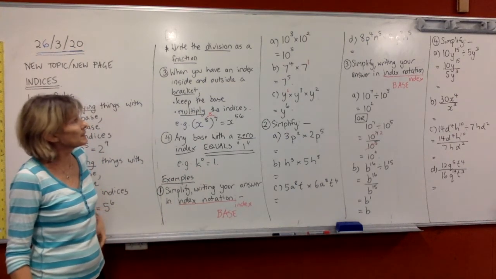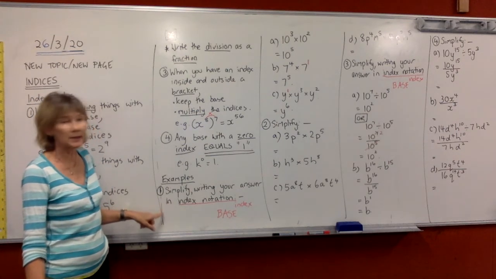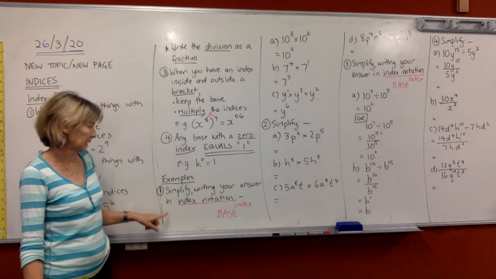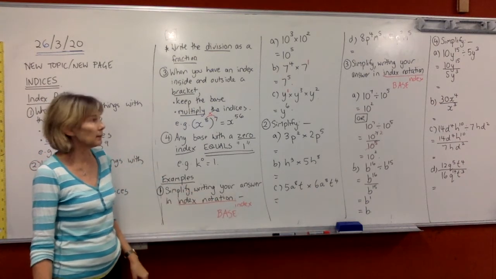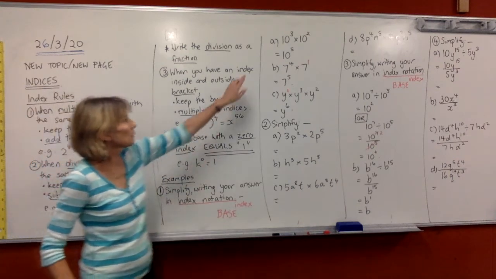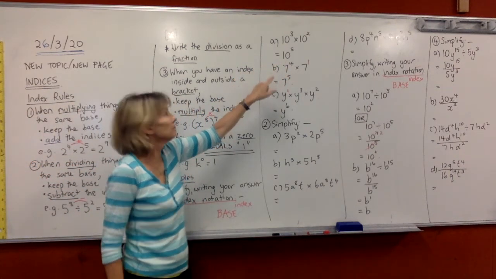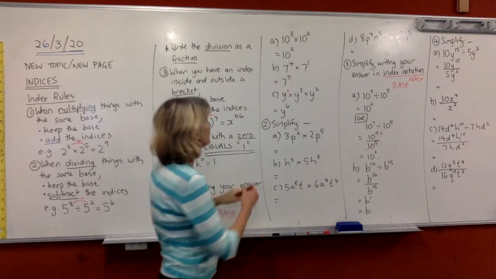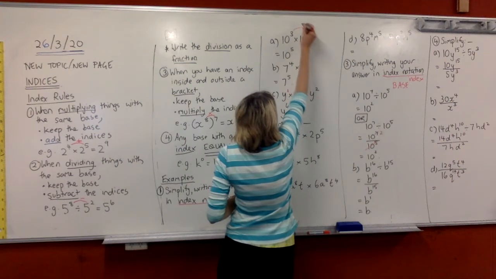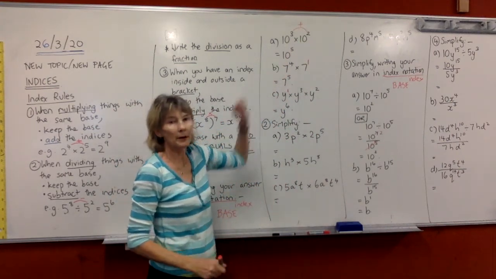So I'm going to go through some examples here. This first question says simplify writing your answer in index notation. Index notation must have a base and an index in your answer. So when we're doing this question here, 10 cubed times 10 squared, keep your base of 10, you're multiplying, so you're adding your indices together, and you get 10 to the power of 5.